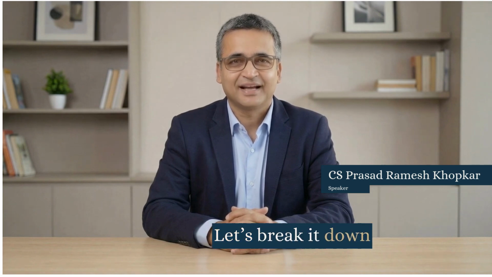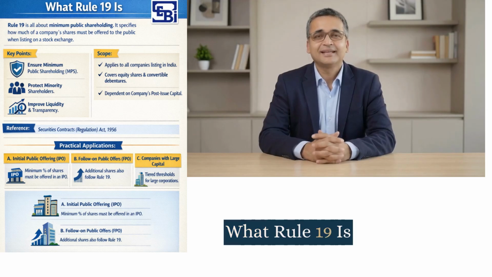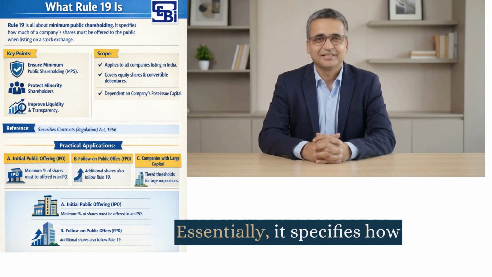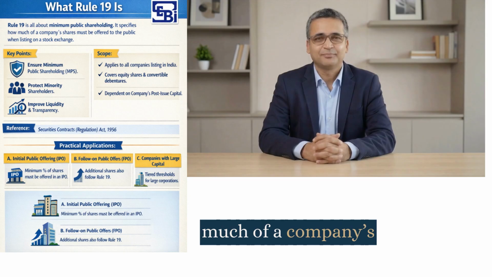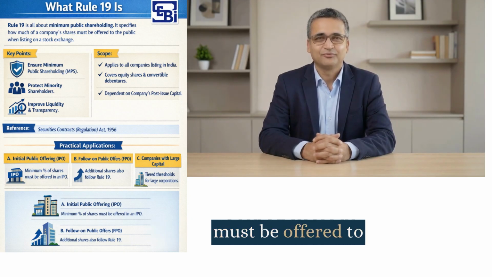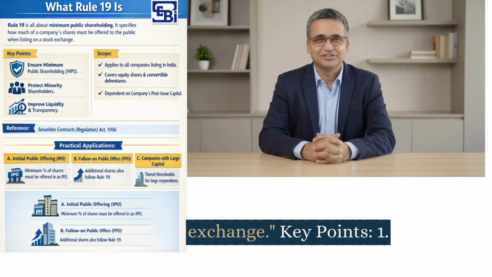Absolutely. Let's break it down clearly and practically. 1. What Rule 19 is? Rule 19 is all about minimum public shareholding. Essentially, it specifies how much of a company's shares or convertible debentures must be offered to the public when the company goes for an IPO or lists its shares on a stock exchange.